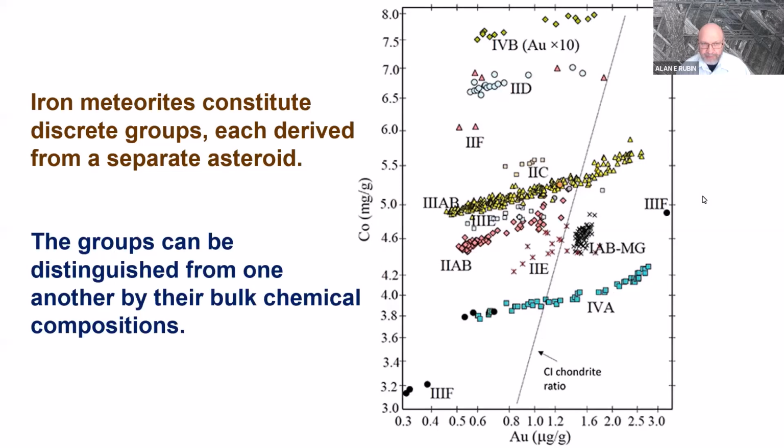Iron meteorites constitute discrete chemical groups. Each is derived from a separate asteroid. The groups can be distinguished from one another by their bulk chemical compositions. If we look at the diagram here, which is cobalt versus gold, we see that these different groups, which are characterized by a Roman numeral and a one or two letter suffix like IIF or IIIAB, form linear arrays on a diagram such as this. And most of these arrays are due to fractional crystallization in the metallic core.